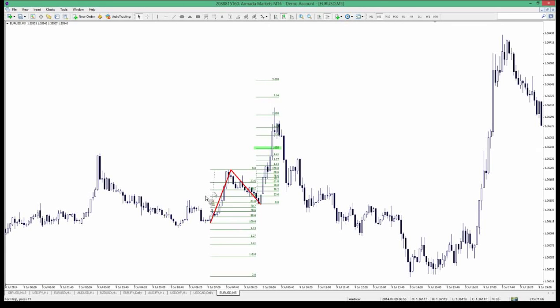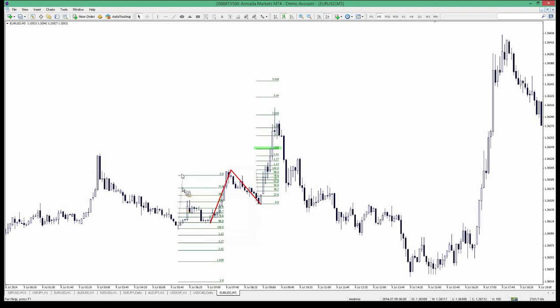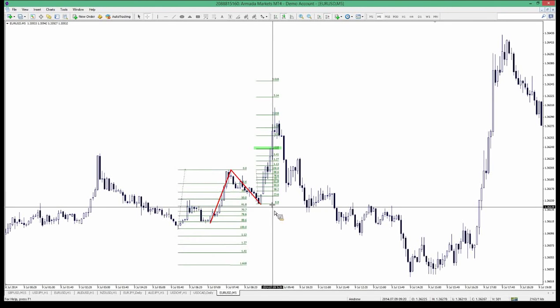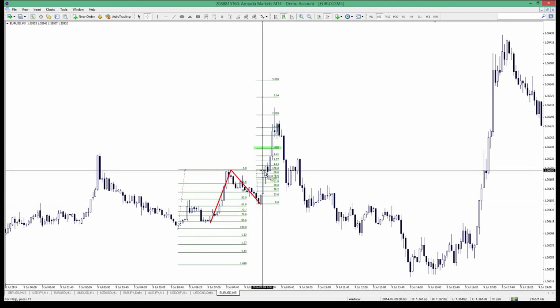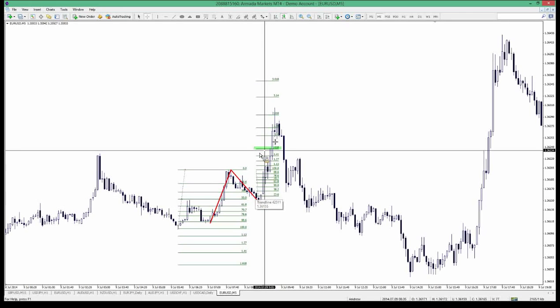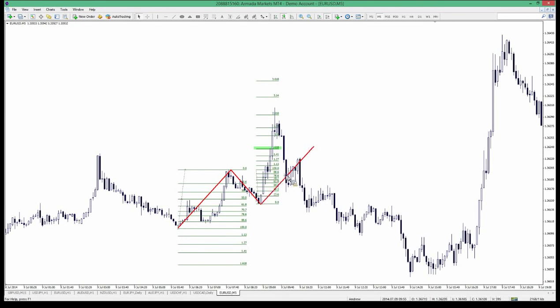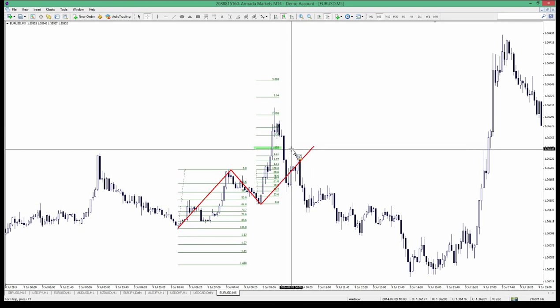Okay, and in this case, perhaps the larger swing from here to here maybe was a little bit more interesting. I don't know. It just missed that 618 area. But, you know, same thing. So here's the 1618 ABCD.